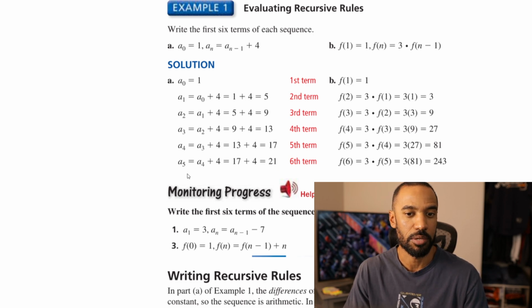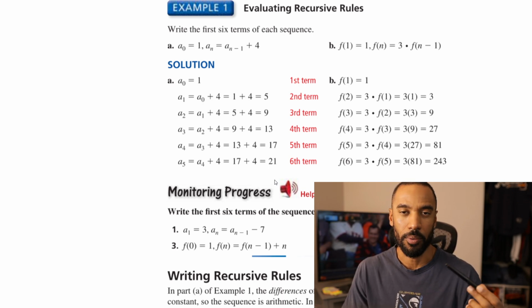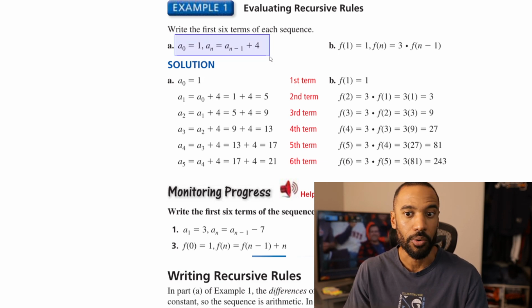In other words, to find a sub 6, you're going to say 21 plus 4. A sub 7, 25 plus 4. And you keep going, and that's common for us. But the equation looks a little bit bizarro. And I agree, I understand. It looks different, but it explains what you do.